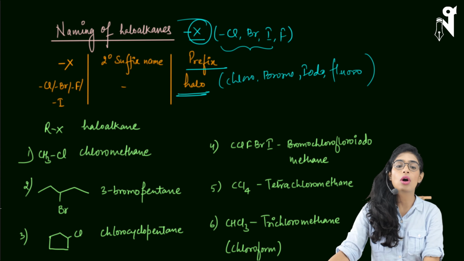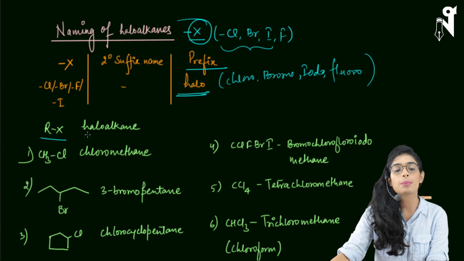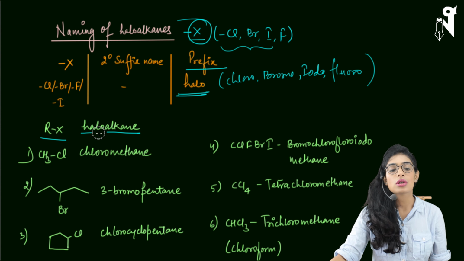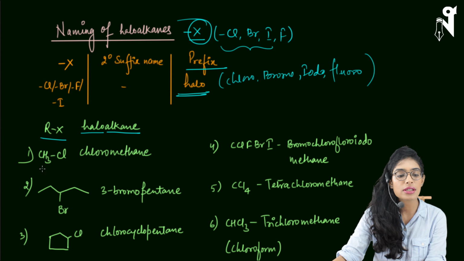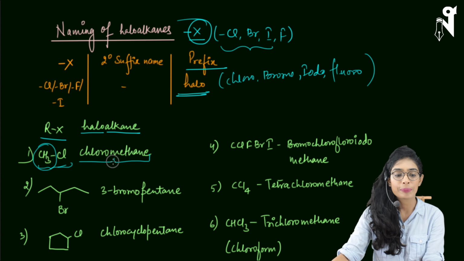Okay, so let's see the common structure. General formula: RX is the common structure. Alkane represents the long carbon chain and X represents the halo, so the name becomes haloalkane. For example, first compound I have taken CH3Cl, the carbon chain is made up of one carbon, so the name will be methane, and there is a chlorine here, so it will be chloromethane.